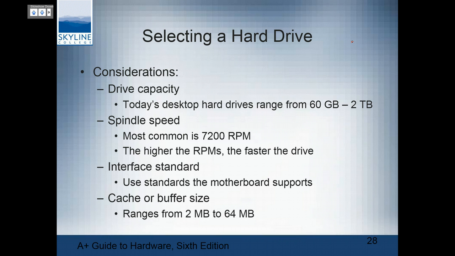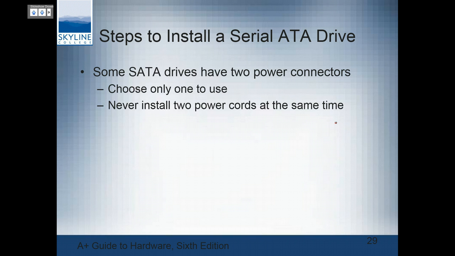These are the things that we talked about: the drive capacity, how big, the spindle speed, common 7200. If we're going to do a server, we're going to want something around 18,000 or something like that, as fast as possible. The faster the drive, the less the rotational latency. The interface standard, what does the motherboard support? Some of these that you've seen support both IDE and serial ATA. Cache buffer size ranges from 2 meg to 64 meg. Buffers we talked about, little holding areas, storage areas for the systems.